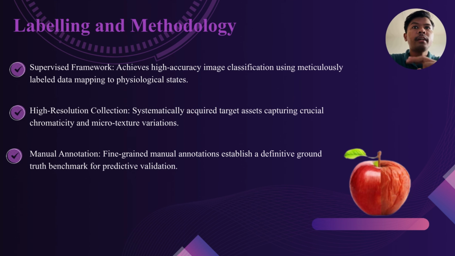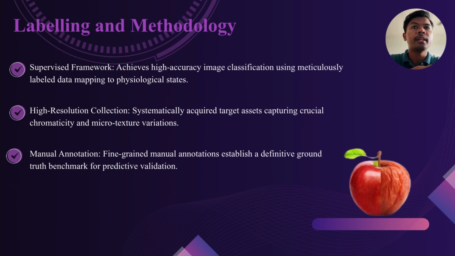The second one is high resolution collection. We collected high quality and high resolution images to ensure that important details were visible. Features such as color change, texture differences, and small visual patterns are important for the AI model to distinguish between different conditions of the object.